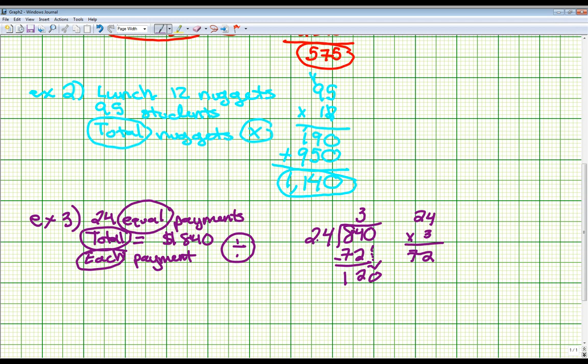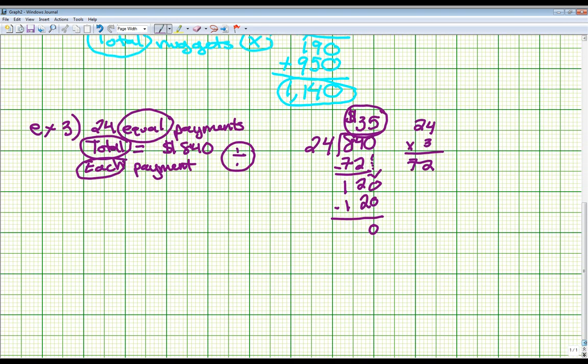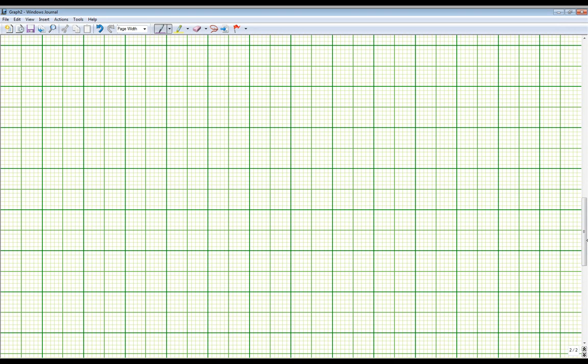And now I'm going to ask myself how many times 24 can go into 120. And 24 can go into 120 in the even number of times, and it's 5 times. 24 times 5 is exactly 120, so there is no remainder left over. That tells me that each payment over here that we're looking for is $35. So if I make 24 equal payments of $35, I'm going to get to $840 total. That is example 3.